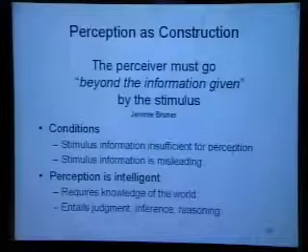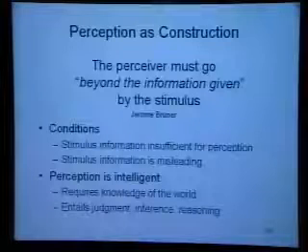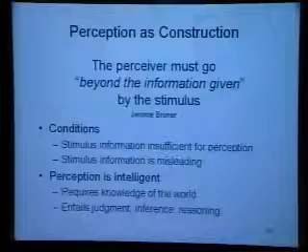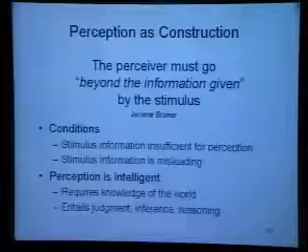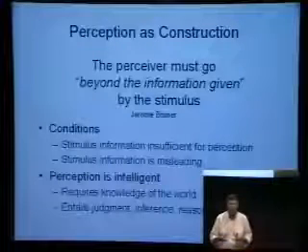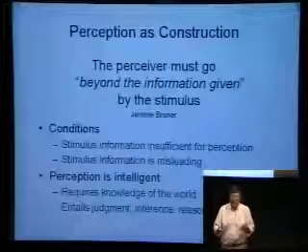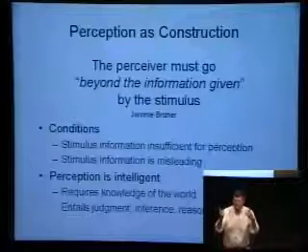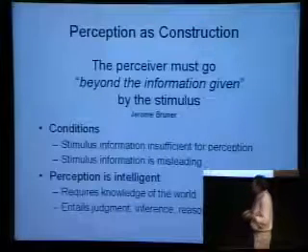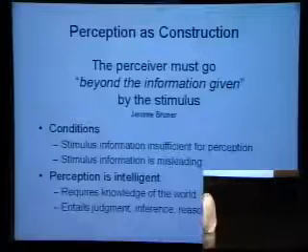Where we're headed is an alternative view of perception, which is known as the constructivist view, summarized most aptly by the psychologist Jerome Bruner, that basically says that in perception, the perceiver must go beyond the information given by the stimulus. Gibson said all that's needed for perception is to extract information from the stimulus. Bruner argued that that wasn't enough, that you had to do more than simply extract stimulus information.